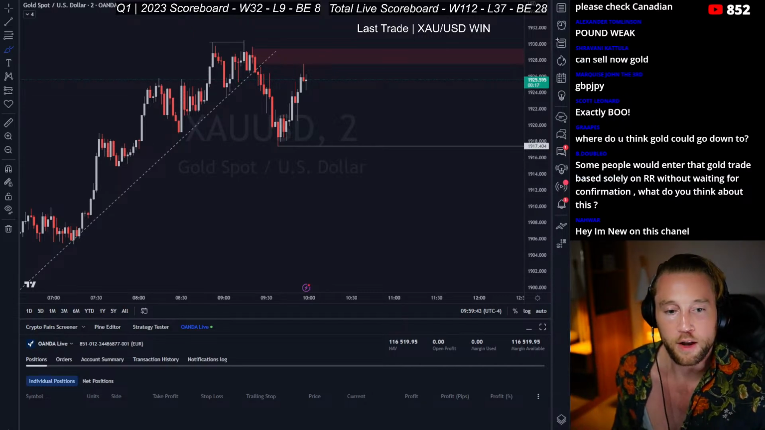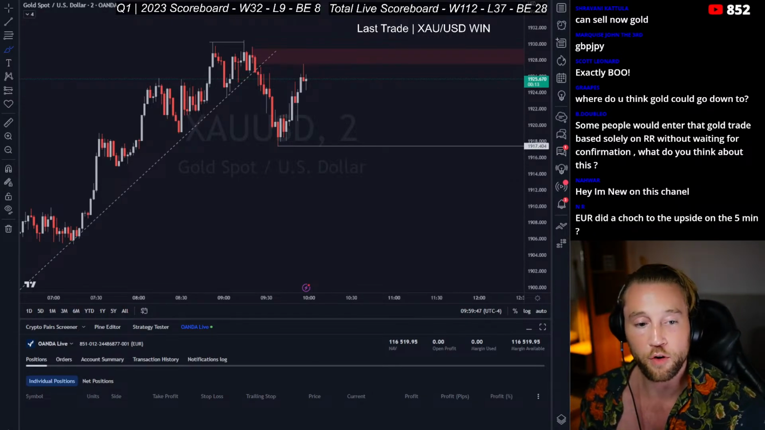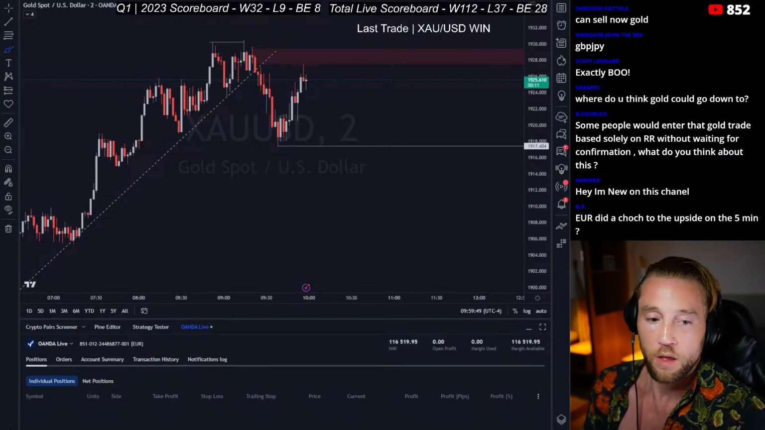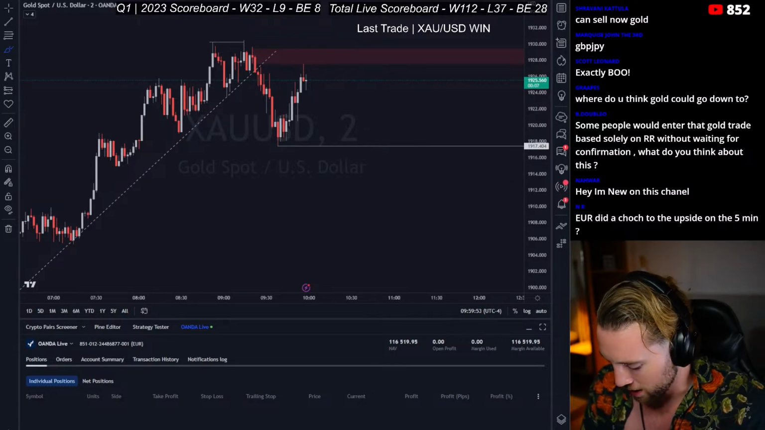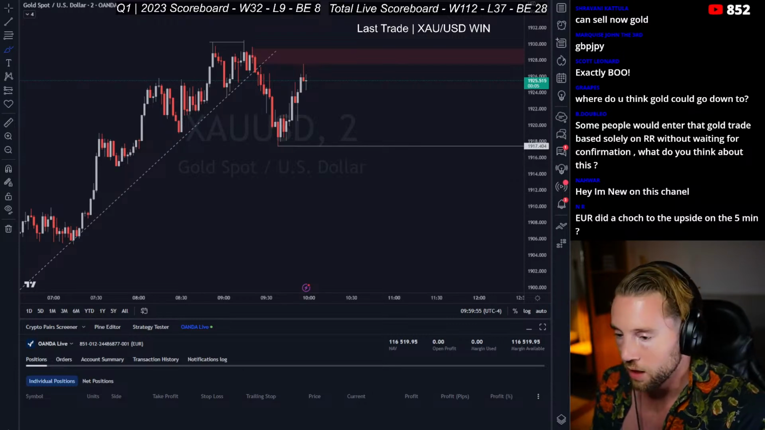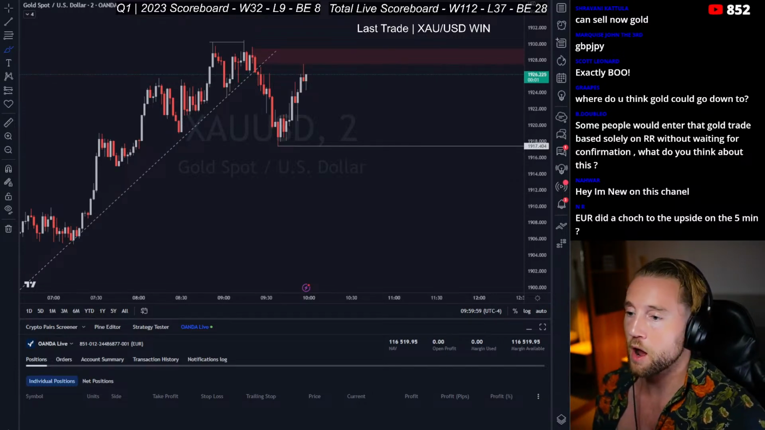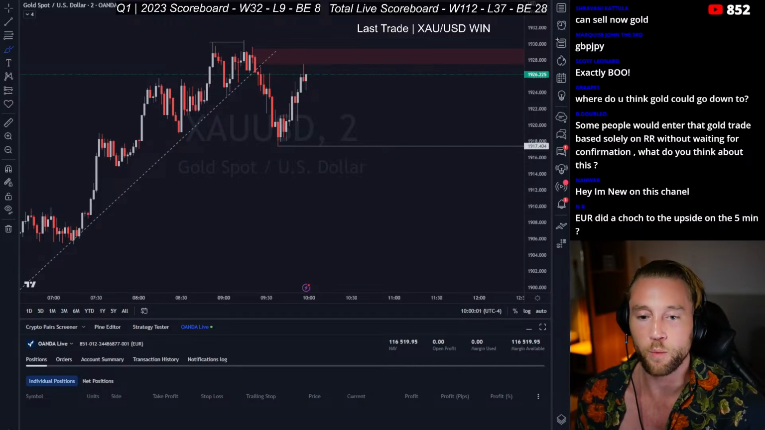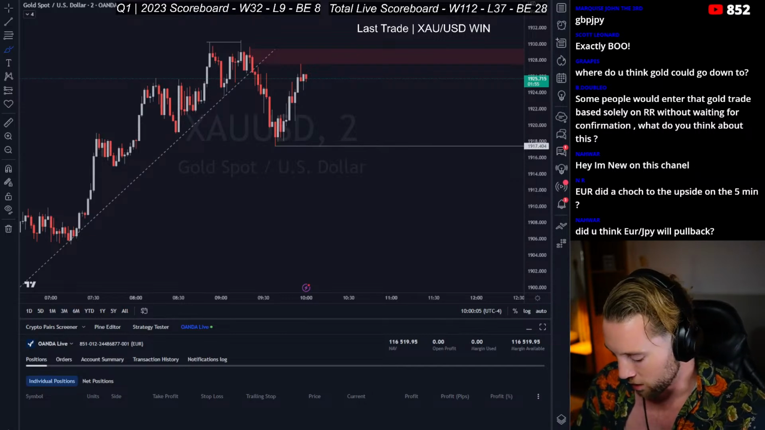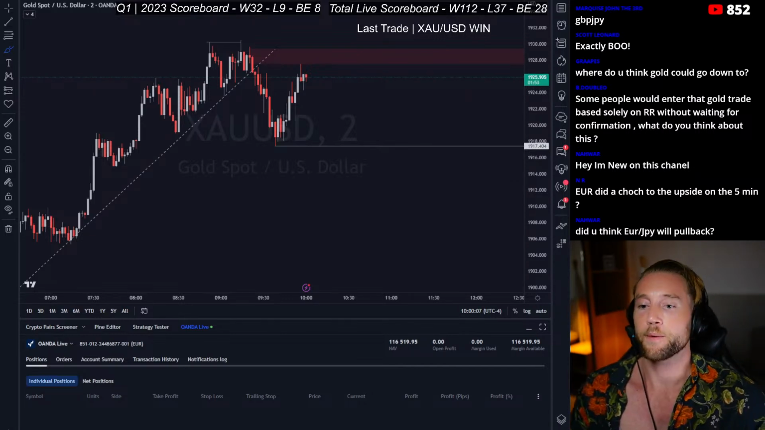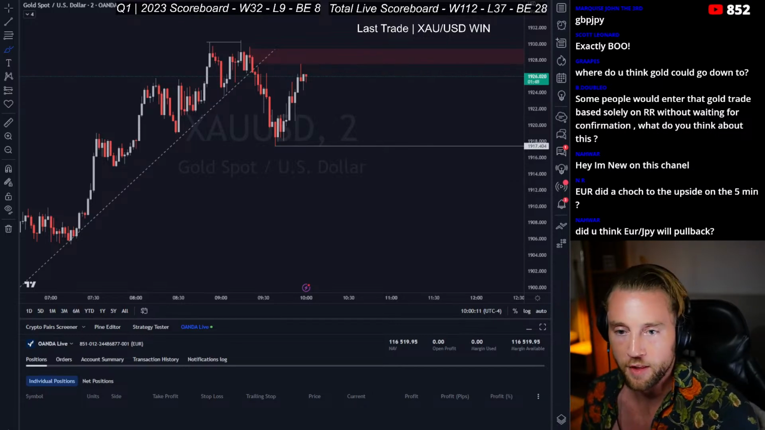Some people would enter on gold solely on RR without waiting for confirmation. What do you think about this? Yes, 100%, that's possible. People are doing this all the time. SMC, for example, they just enter a trade and they do not risk that much. That's number one. They understand that if they catch the trade with that RR, they usually expect a bigger move to compensate for the earlier losses they made, and then they make profit on top of that.